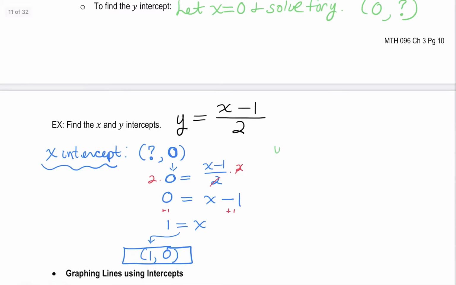All right, let's also find our y-intercept. So just think to yourself, you're always subbing in 0 for the other variable.